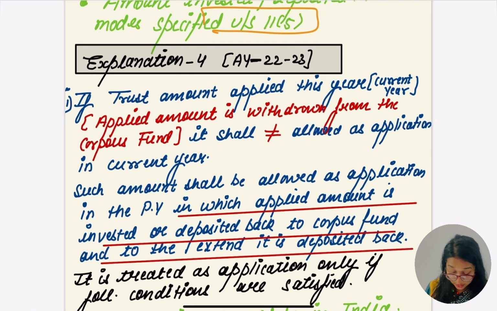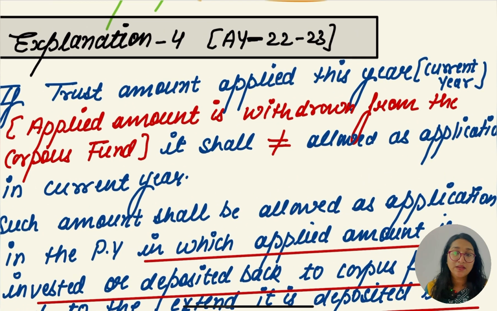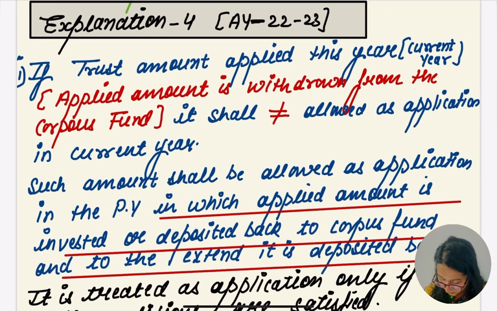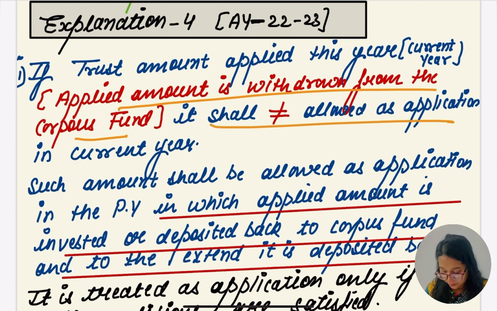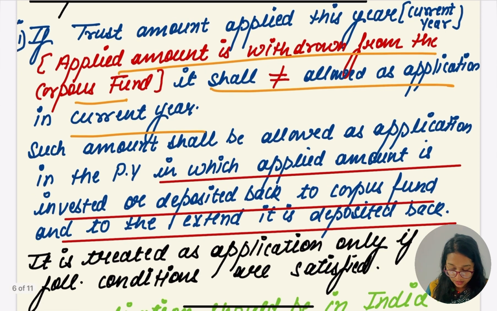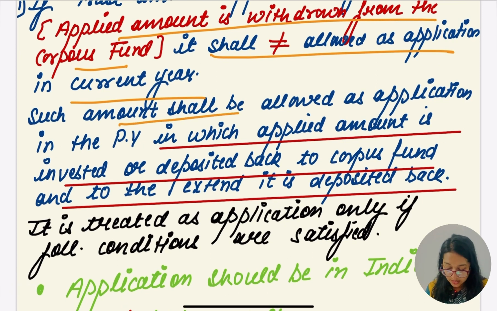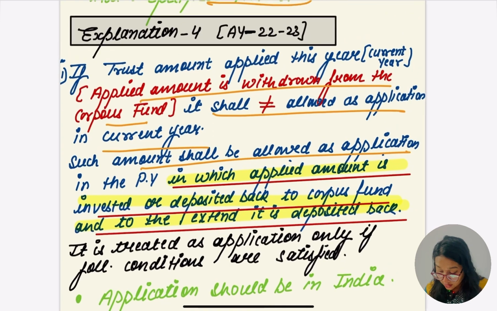Let's go for explanation 4, which was amended and came in from assessment year 22-23. It says, if the trust amount is applied this year, which means the current year, and the applied amount is withdrawn from the corpus fund, it shall not be allowed as application in the current year. Let me read it again. If the trust amount applied this year is withdrawn from the corpus fund, it shall not be allowed as application in the current year. Such amount shall be allowed as application in the previous year in which the applied amount is invested or deposited back to the corpus fund, and to the extent of its deposit back.